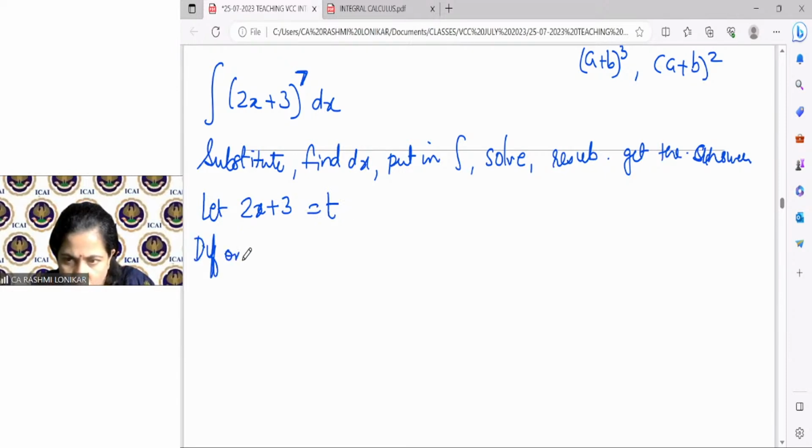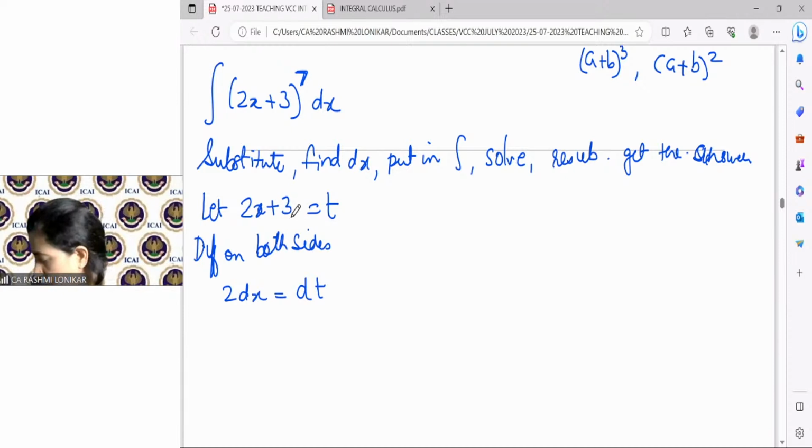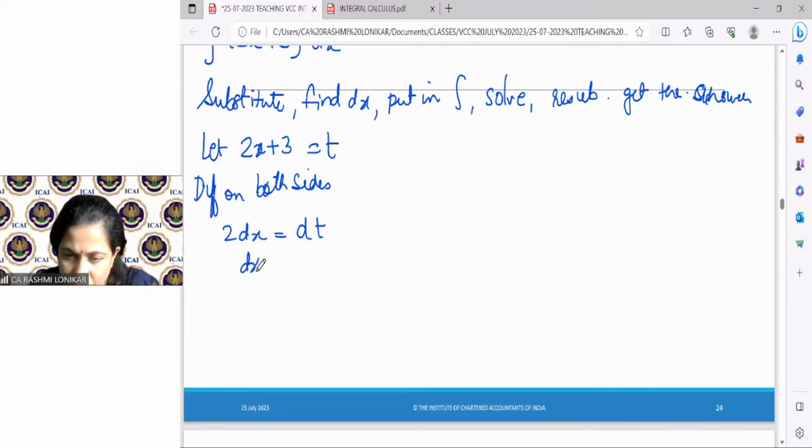Differentiate on both sides. This is step 1 I have done. Step 2 is find dx. Differentiating on both sides, 2 dx will be equal to dt. What happened to the 3? Differentiation of a constant is always equal to 0. So dx is equal to dt by 2.